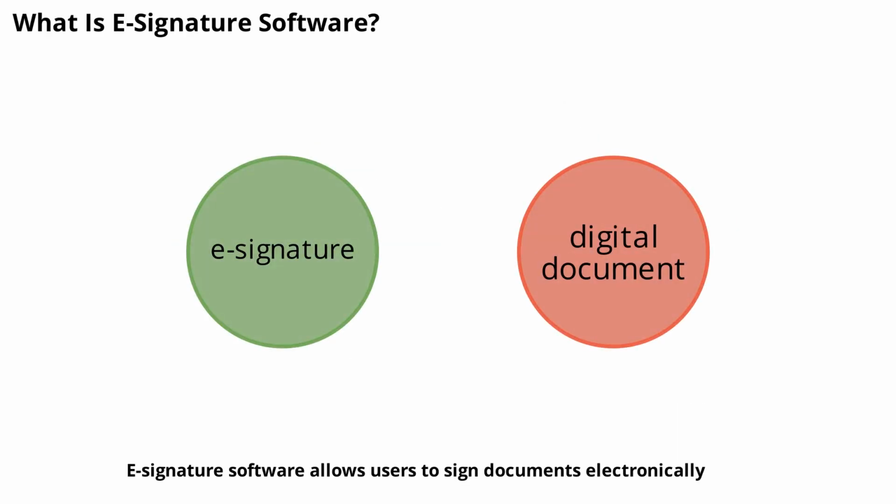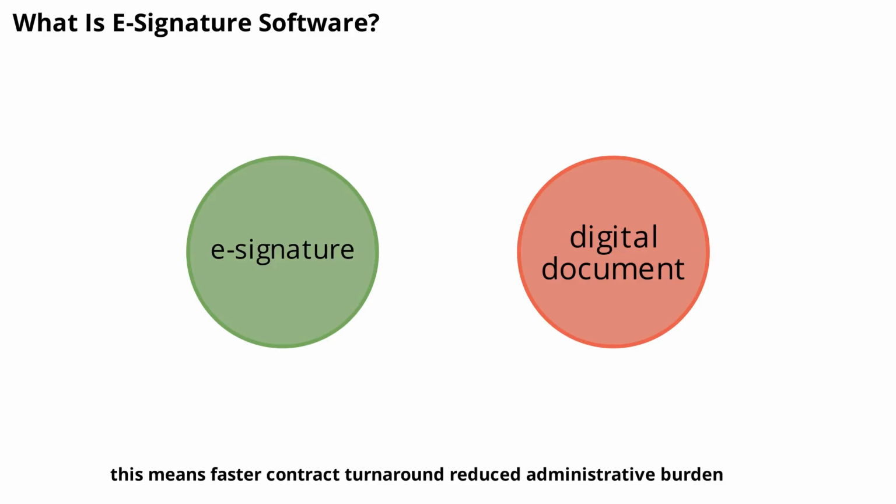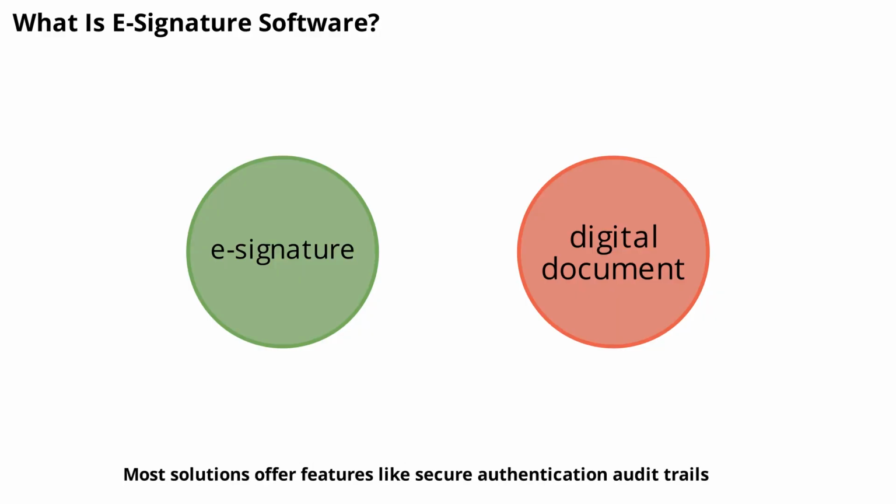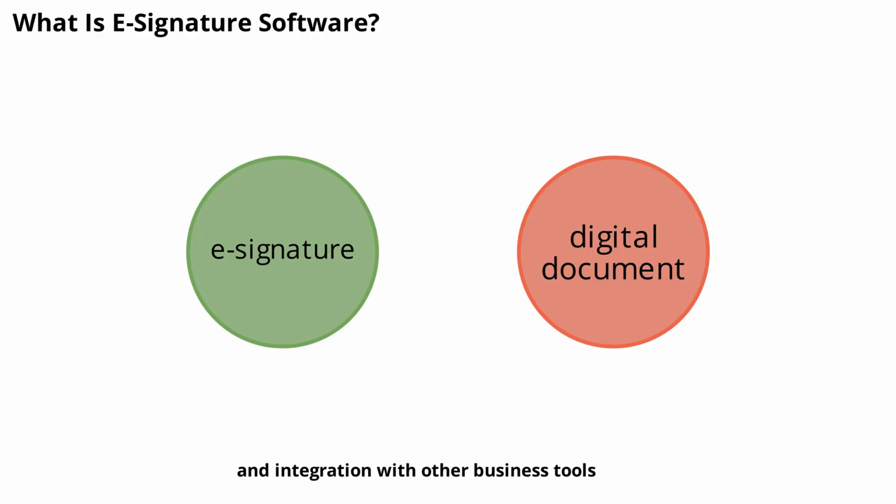matters for startups. E-signature software allows users to sign documents electronically, eliminating the need for physical paperwork. For startups, this means faster contract turnaround, reduced administrative burden, and improved document tracking. Most solutions offer features like secure authentication, audit trails, and integration with other business tools. Understanding these core functions is essential before you start evaluating different products. In the next scene, we'll discuss why choosing the right e-signature platform is crucial for your startup's success.